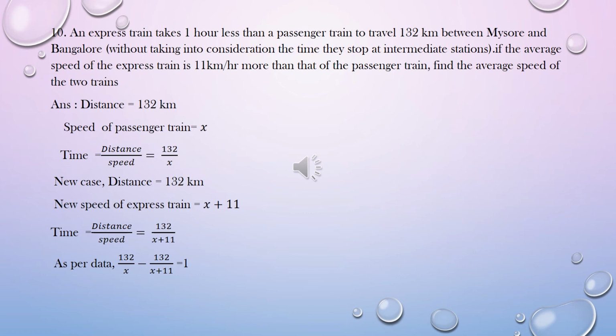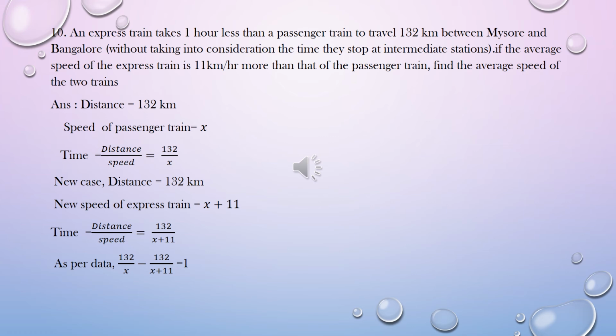An express train takes 1 hour less than a passenger train to travel 132 km between Mysore and Bangalore without taking into consideration the time they stop at intermediate stations. If the average speed of the express train is 11 km per hour more than that of the passenger train, find the average speed of the two trains. Again, here we are asked to find the speed of the two trains.